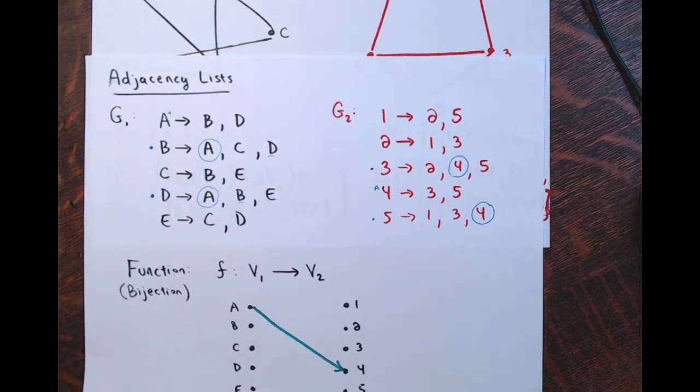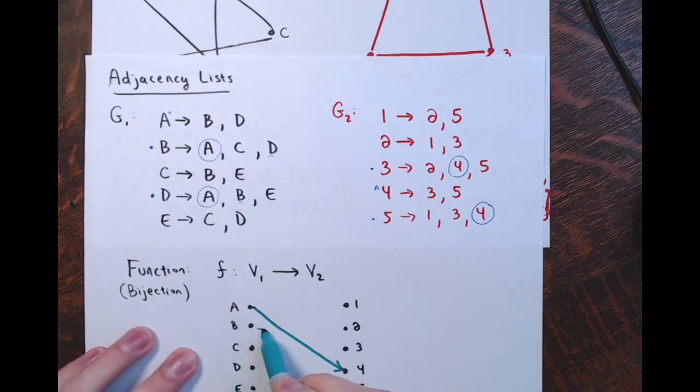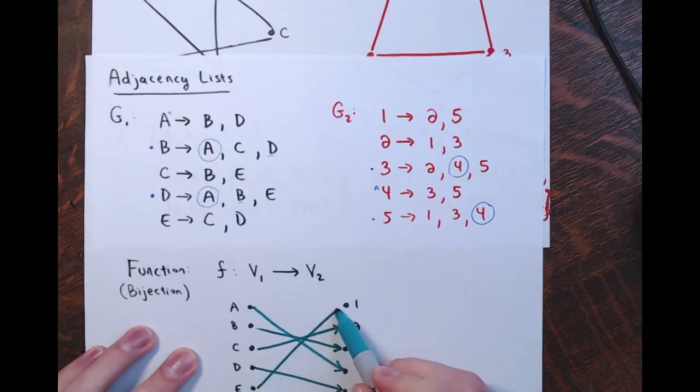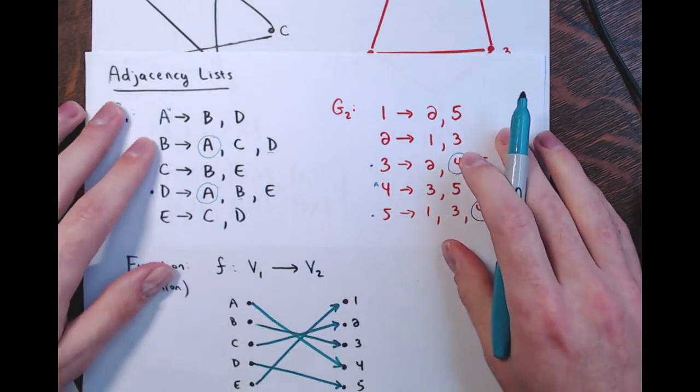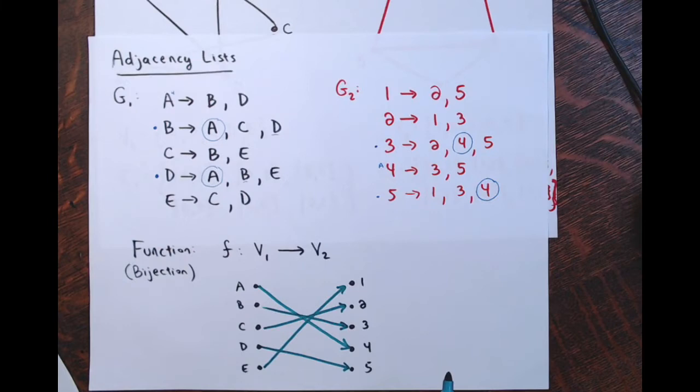So now I'll do these mappings. Again, I had A going to 4, B mapping to 3, D mapping to 5, C mapping to 2, and E mapping to 1. And do you see there's a 1-to-1 correspondence here? And now let me just reorder these adjacency lists in this fashion.